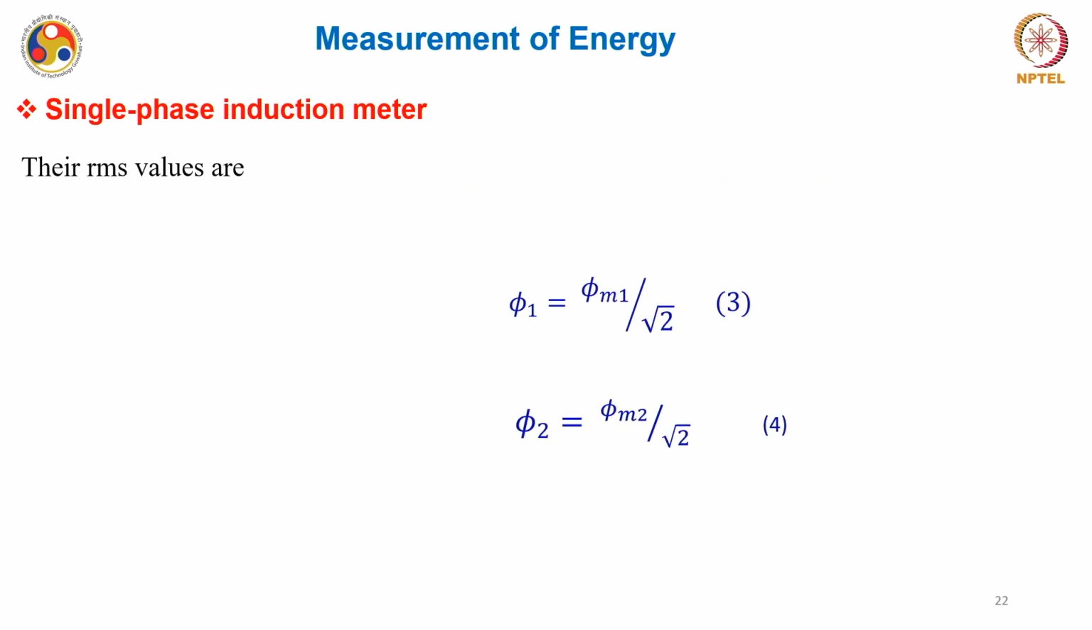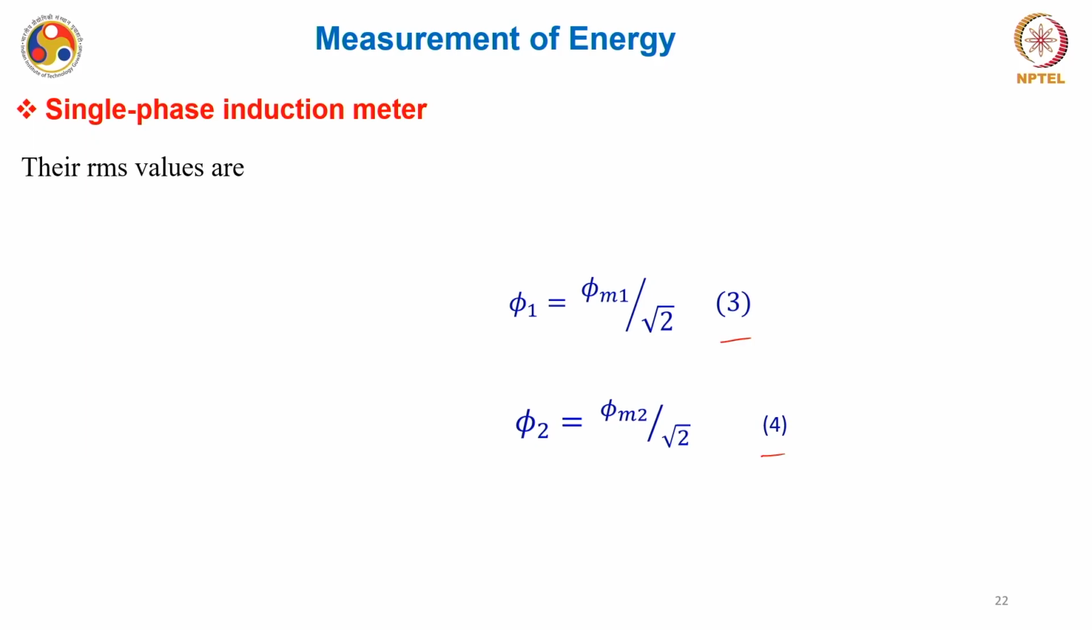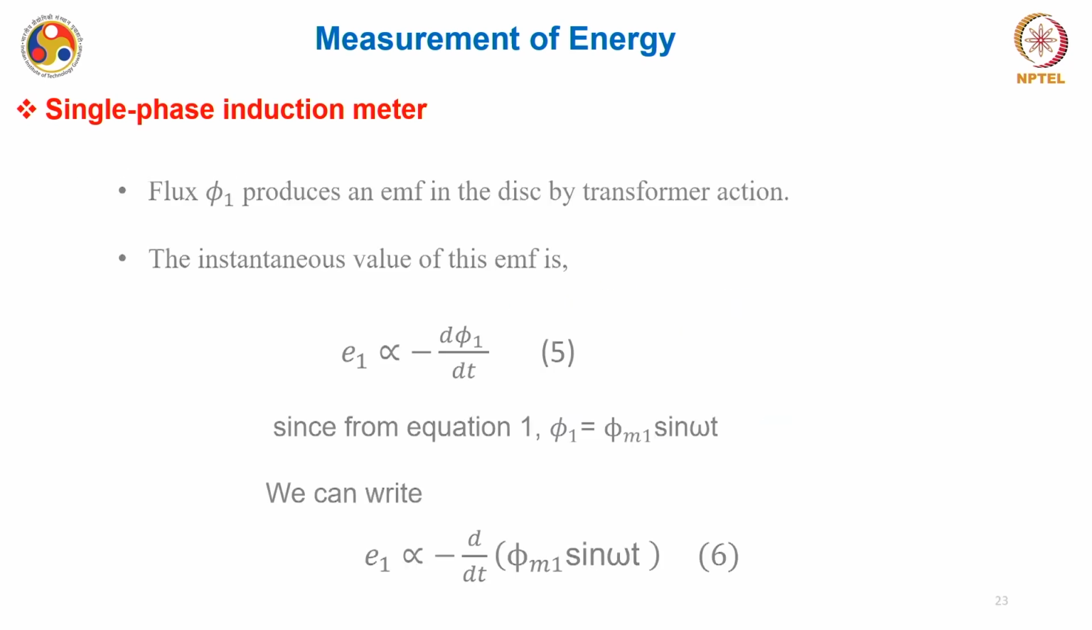Okay, so if I want to calculate the RMS values for these fluxes, they can be given by these two equations, 3 and 4. Phi 1 can be given as phi m1 divided by root 2, while phi 2 can be given as phi m2 divided by root 2. So I have two different fluxes, phi 1 and phi 2, which can be written as phi m1 sine omega t and phi m2 sine omega t minus beta, and their RMS values can be given by these two values that we have just seen in equations 3 and 4.